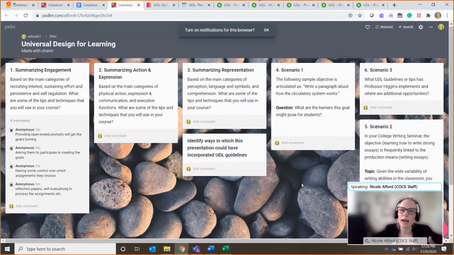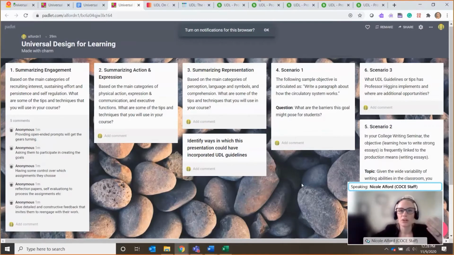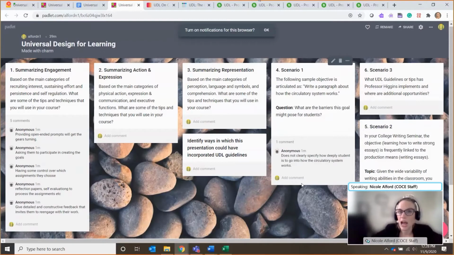Reflection papers. I didn't do a poll on this, but I wonder how many of us actually ask students to reflect on the assignments that they submit, why they're submitting them, how it impacts them. Because I think if we can have that, it gives them that, okay, this is why I'm doing it. It helps me figure that out.